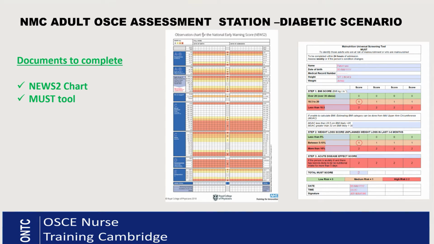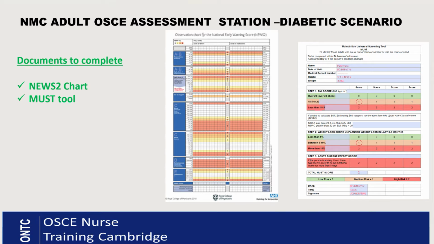So next thing is, what documents do you have to complete in this scenario? There are two documents. First is the NEWS chart, because you do need to do the patient's vitals and plot them on the NEWS chart, work out the monitoring frequency and escalation. That's standard. So you have to do the vitals for this scenario as well. So you will be completing the NEWS chart.